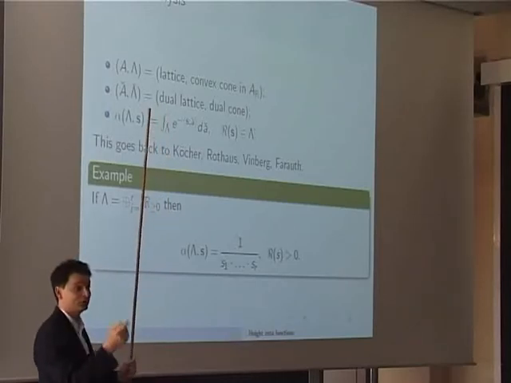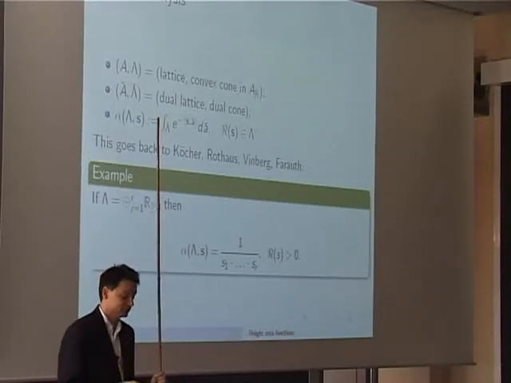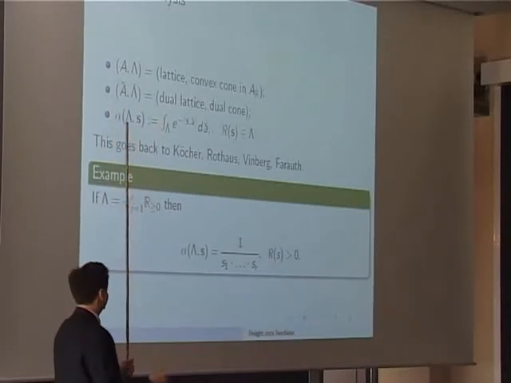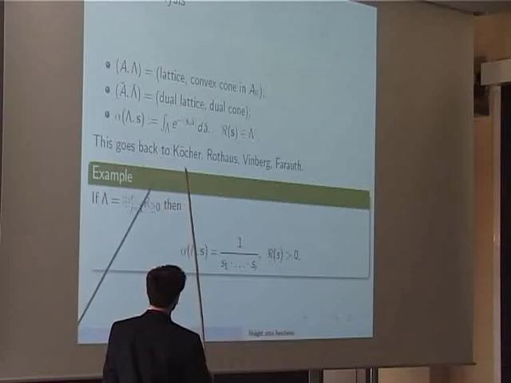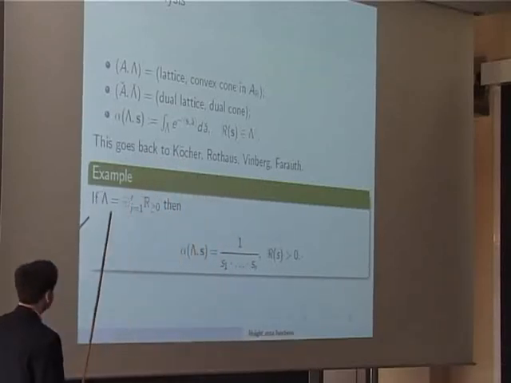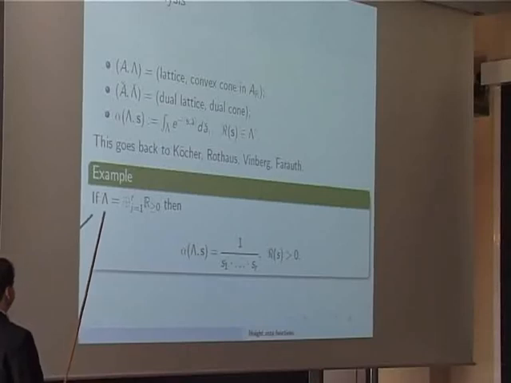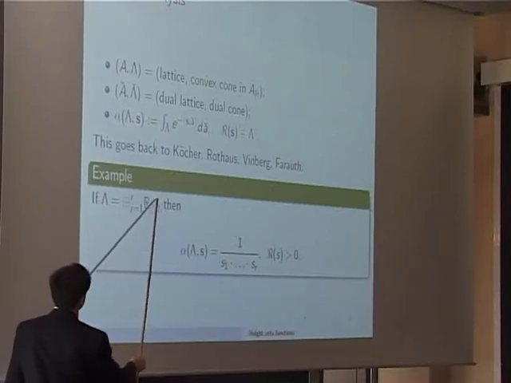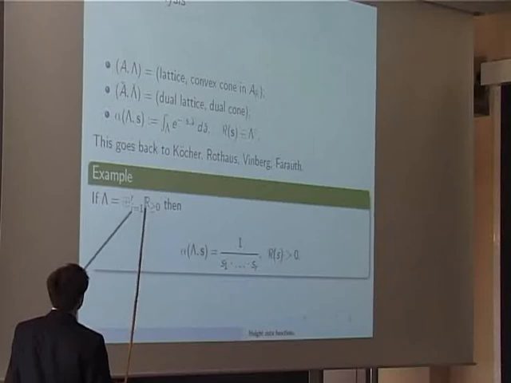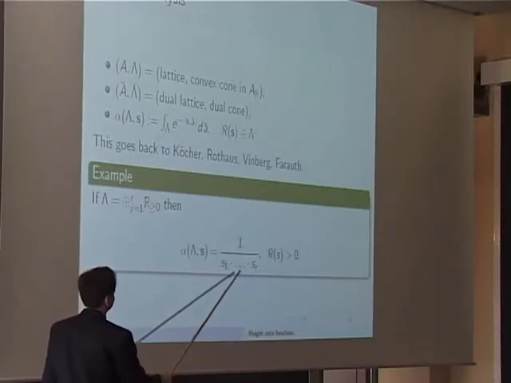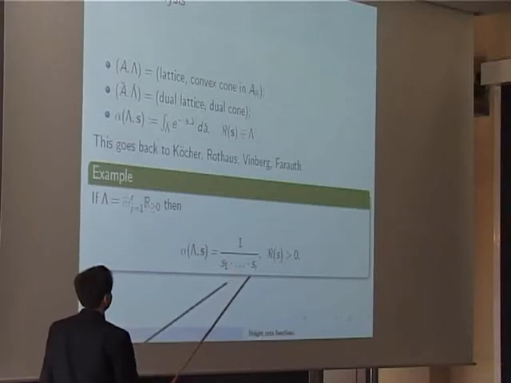And for round cones, these are interesting functions like gamma functions, the products of gamma functions, things like this. And this goes back to Köcher, Rothaus, Vinberg, and Faraut. And of course, a standard example is a simplicial cone, just the generators, R bigger or equal than 0, maybe generators e_j here, then the corresponding function is just 1 over the product s_1 to s_r.